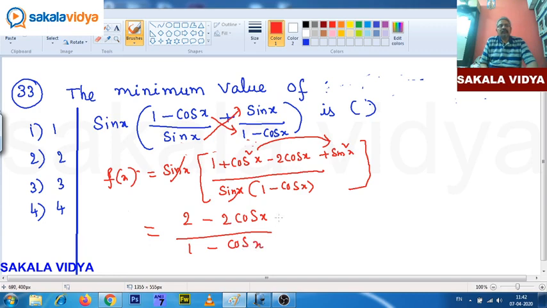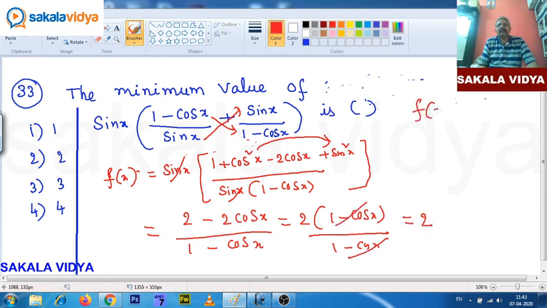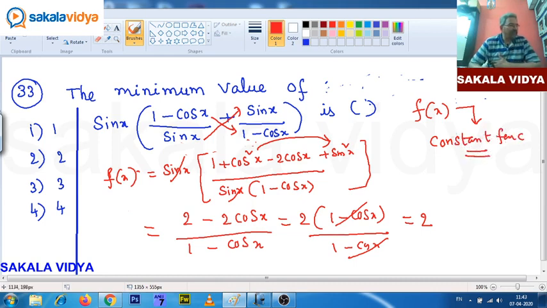So, take 2 common, you get 2 into (1 minus cos x) by (1 minus cos x). This cancels, we have 2. That means f of x is a constant function. Since it is a constant function, in its range only one value will be there, that is 2, minimum is 2 only. So, that is the second option.